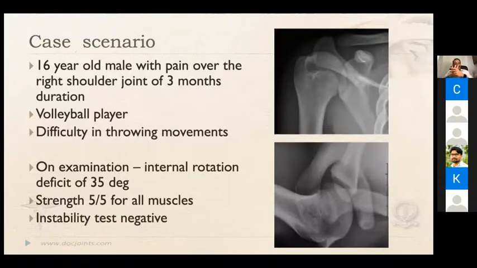What are the X-rays you would advise for instability? True AP, axillary, then Stryker notch view for the Hill-Sachs lesion. Very good. And the axillary view can be modified. It can be a Bernageau view.